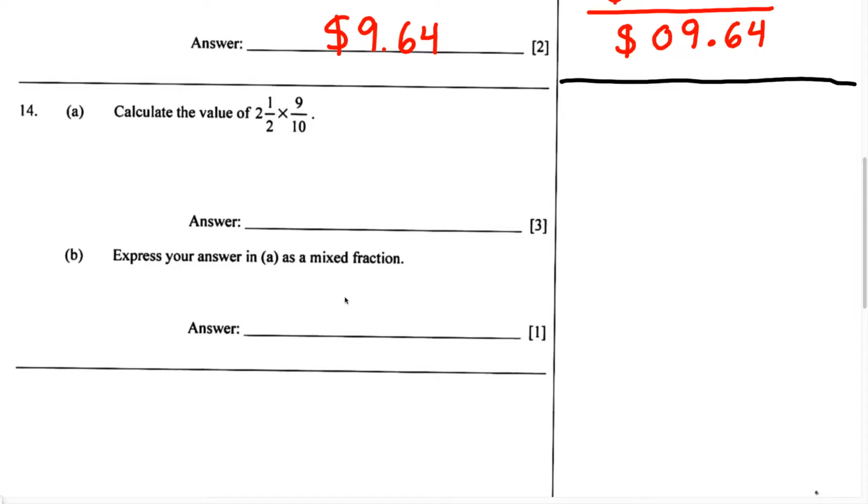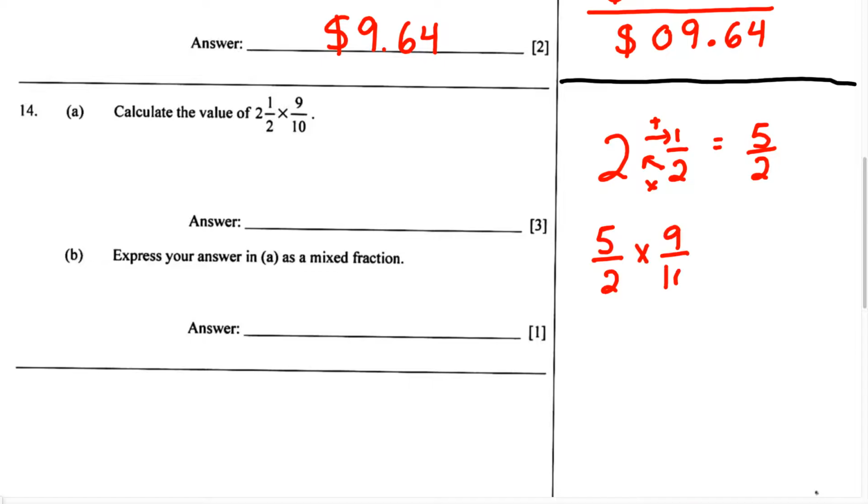Now, in order to change this mixed number into an improper fraction, we're going to have to multiply the denominator by the whole number and add it to the numerator. We're just going to say 2 multiplied by 2, and then we're going to add it to the numerator. 2 times 2 is going to give us 4. 4 plus 1 is going to give us 5. And when we write it back over the denominator, we're going to write it back over 2. Therefore, we can say 5 over 2 multiplied by 9 over 10.